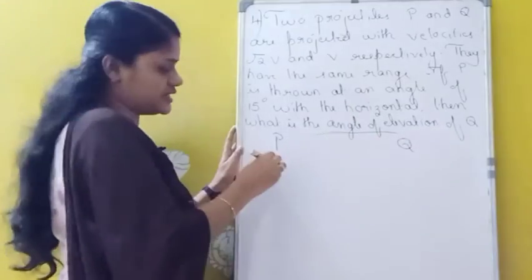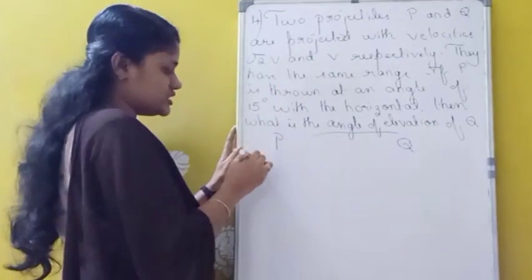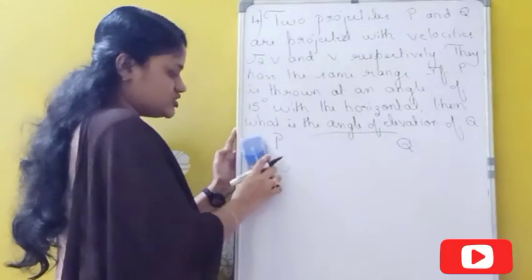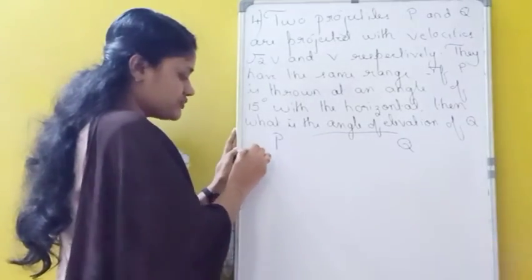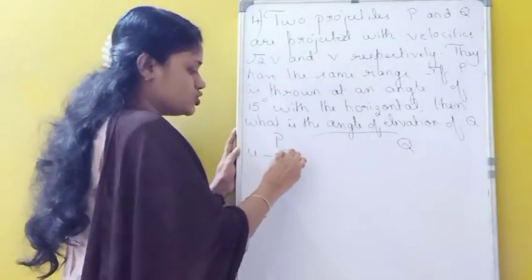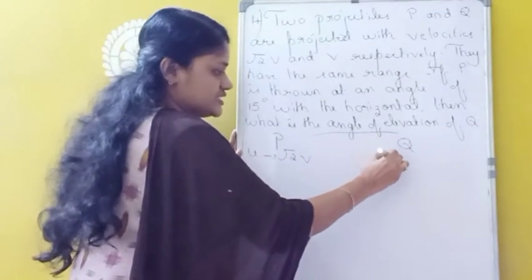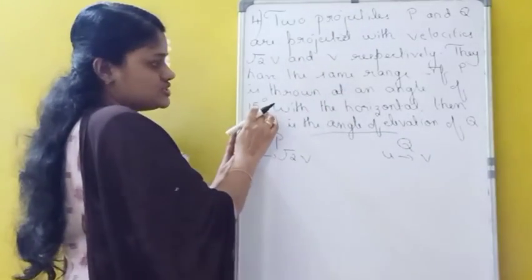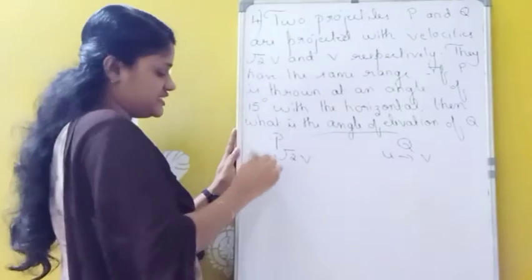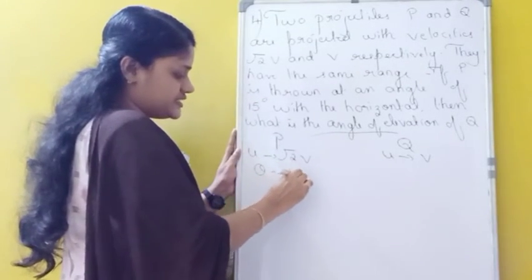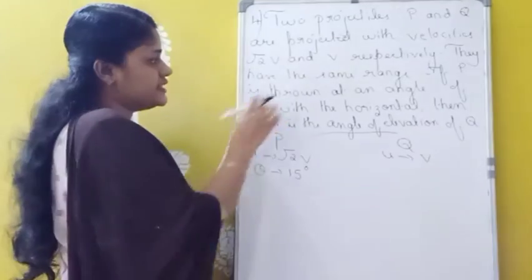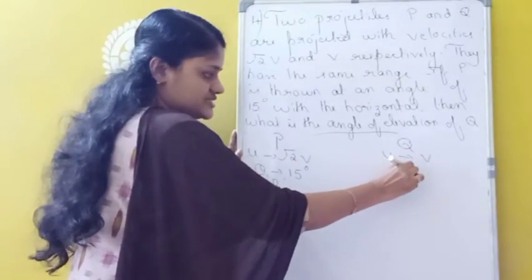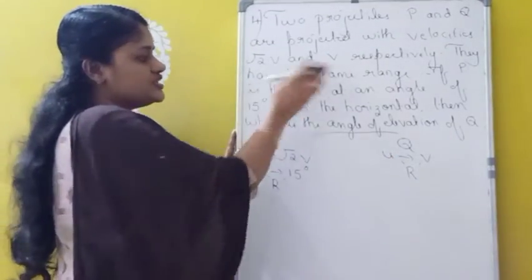Okay. So we have two projectiles, P and Q, and P is thrown with a velocity root 2v. Being thrown with a velocity means it is the initial velocity, so we can write u as root 2v. In Q, the initial velocity is taken as v. P is thrown with an angle of 15 degree, so theta is taken as 15 degree. Now what else is given? Range is same. Suppose R is the range, here also the range is same. So the range for both these projectiles is the same.